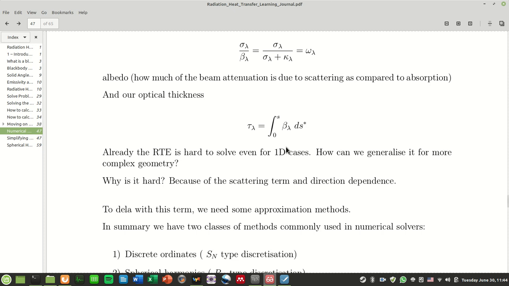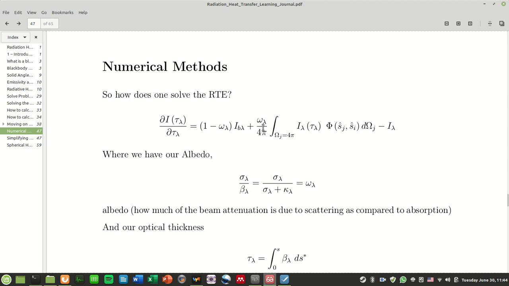We already said that the RTE is very hard to solve even for 1D cases. How can we generalize it for more complex geometry? That's the big question. And of course, we want to understand why it is hard. The main reason why this radiation transport equation is hard is this term over here. This in-scattering term makes solving the equation very hard because of this big integral. We have to do some sort of numerical integration to actually deal with this term.